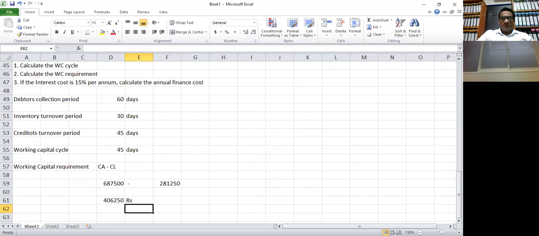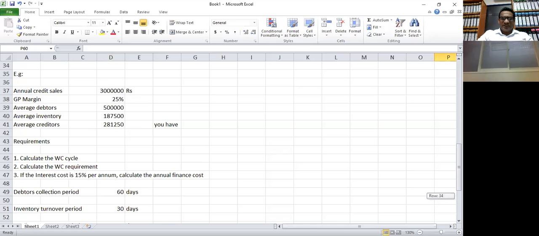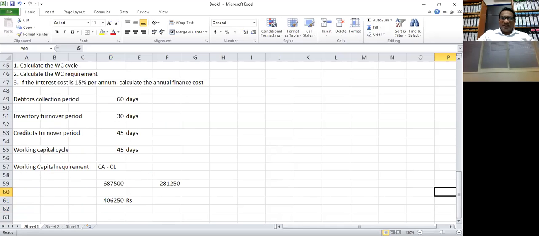Although these are average figures, since it's an example, you can take. But normally we take the closing figures, but here, since opening figures are also given, for you to calculate the average figures, we can take the average figures. So working capital requirement during the year average is 406,250.